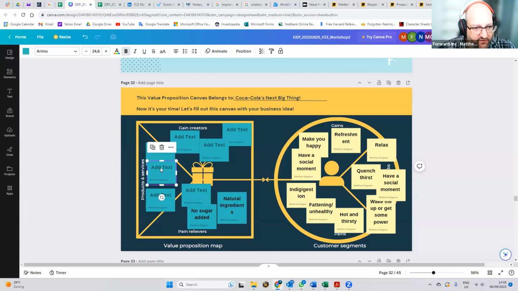What I'm hoping to get out of this at the end of this whole exercise, when I've got pain relievers and gain creators and products and services, what I'm hoping we're going to create together, if we had loads and loads of time and research, would be Coca-Cola Zero. I spotted a gap, a problem: people love soft drinks, but they are not good for you and they make you gain weight. I'm going to stop my sharing and ask Fatia to take it back for the rest.